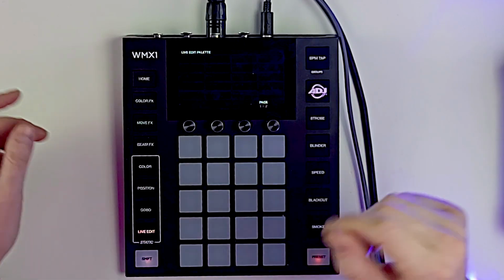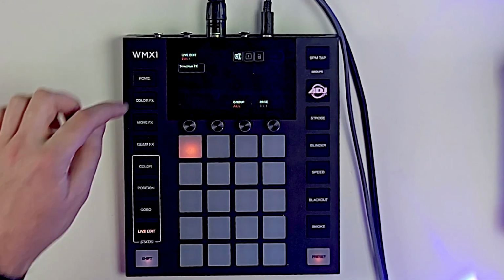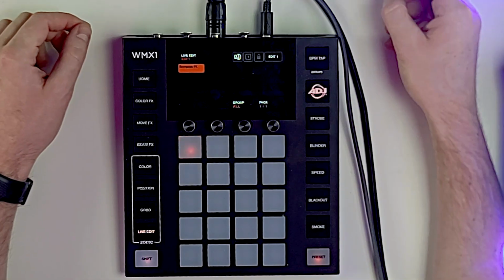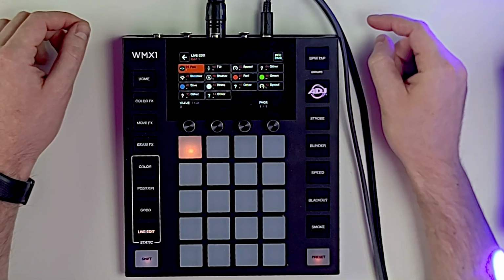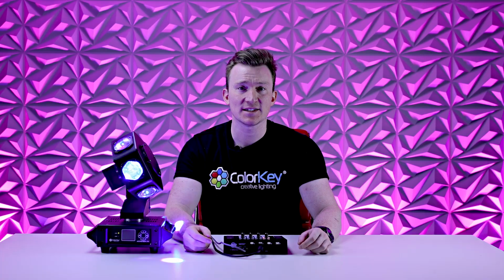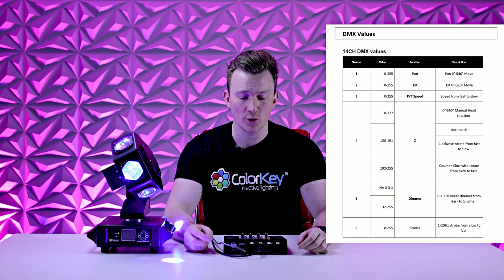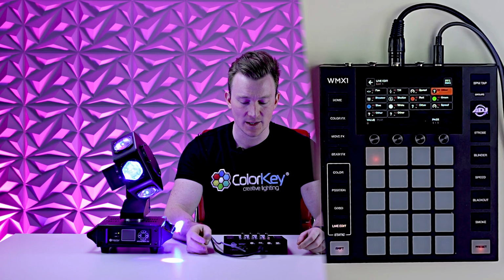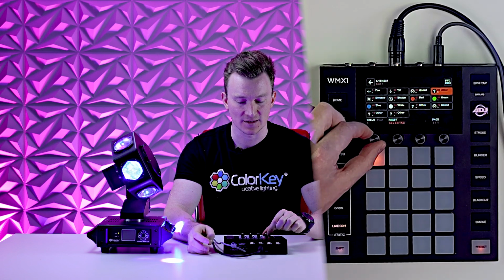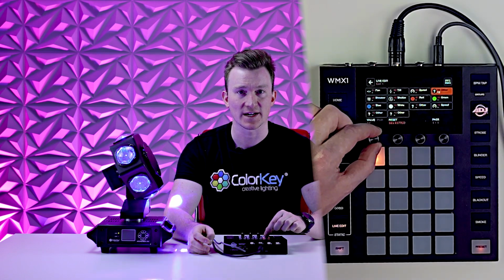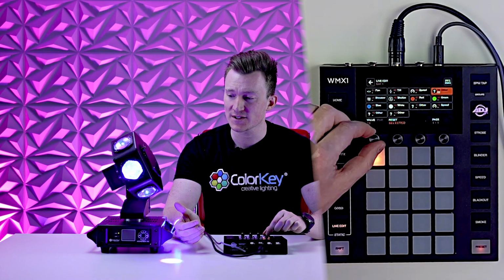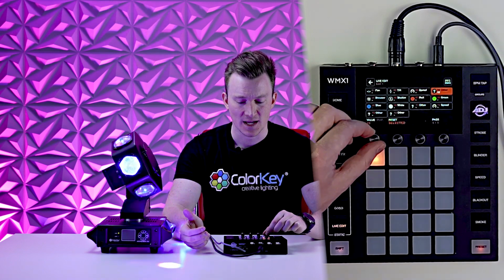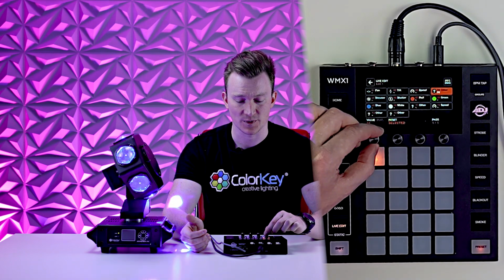Live edits. So first we're going to go to our live edit screen. We're going to start a live edit, select our Scorpius FX and press edit on the top right corner. Now looking at the DMX channel chart, I know that channel 4 is our Z motor rotation when in 14 channel mode. I'm going to go ahead and press 4, and using this left knob, I can start to assign a value to it. You'll notice that the head starts to turn.